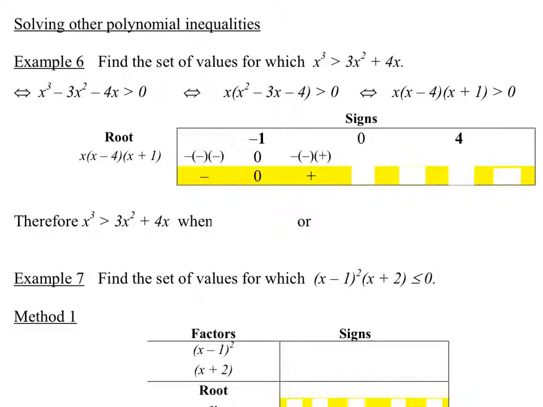When x is equal to 0, the whole thing again has to be 0. Between 0 and 4, you can choose a value like 2. If you choose a value like 2, we're going to have x being 2, that's positive. 2 minus 4, that's negative. 2 plus 3, that's positive. So it's positive times negative times positive.